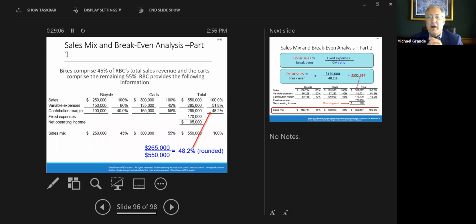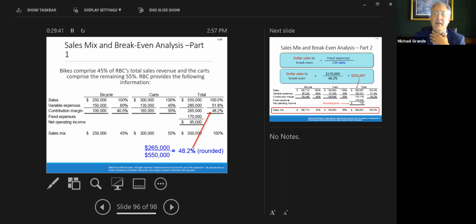So bikes comprise 45% of RBC sales, and carts comprise 55%. Well, how do I know that? Look at the sales revenue for bicycles, 250,000, and the carts is 300,000, for a total of 550,000. So if you take $250,000 from bicycles divided by the total sales of 550,000, you can see the bicycles represent 45% and the carts 55%.